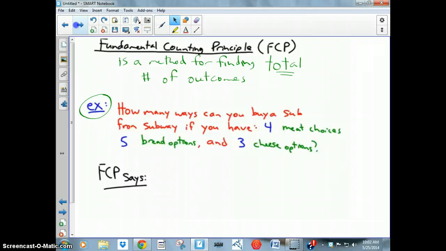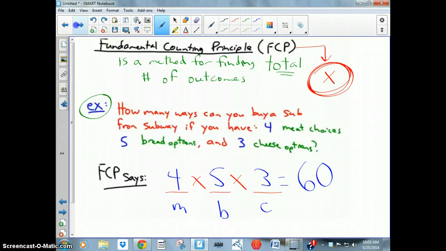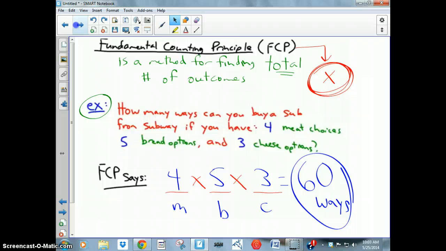How many ways can you buy a sub from Subway if you have 4 meat choices, 5 bread options, and 3 cheese options? Well, when you use the fundamental counting principle, it involves multiplication. Basically, FCP says you multiply all your choices together. We have 4 meat choices, 5 bread choices, and 3 cheese choices. If you multiply all those numbers together, you will find there are 60 total subs or ways that you can buy a sub from Subway if those are your options.